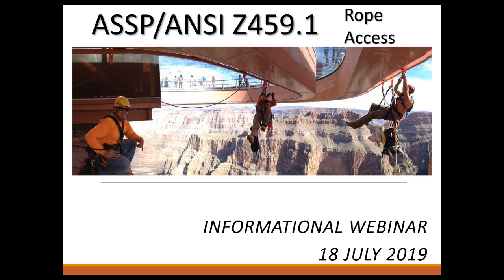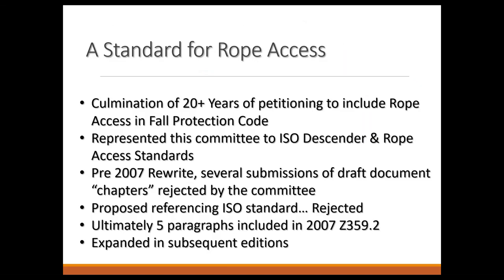So here we are. The Z459 document, as I said, is under the direction of the ANSI Z359 committee. This standard is the first in the United States that is designed specifically to address rope access, at least from an ANSI standpoint. And it's really the culmination of more than 20 years of petitioning the Z359 committee to include rope access in the fall protection code.